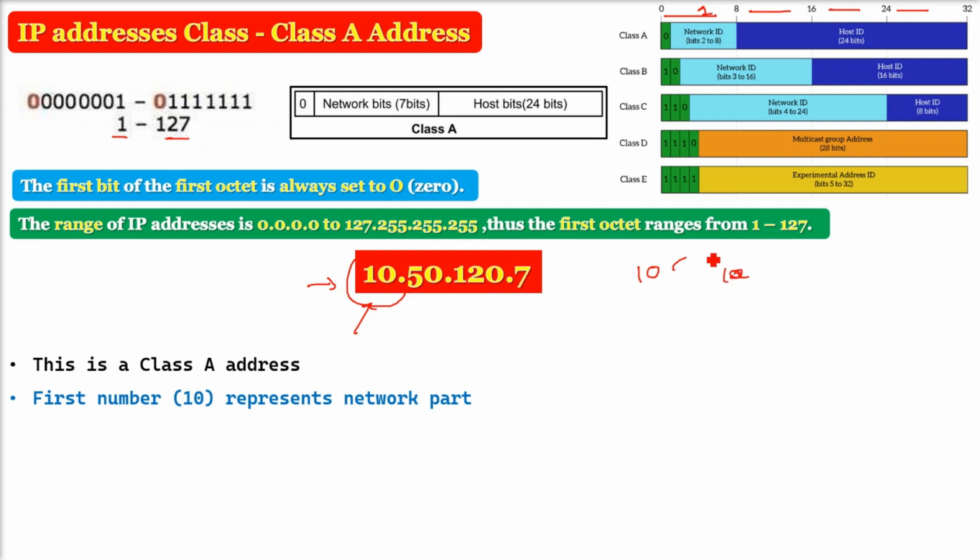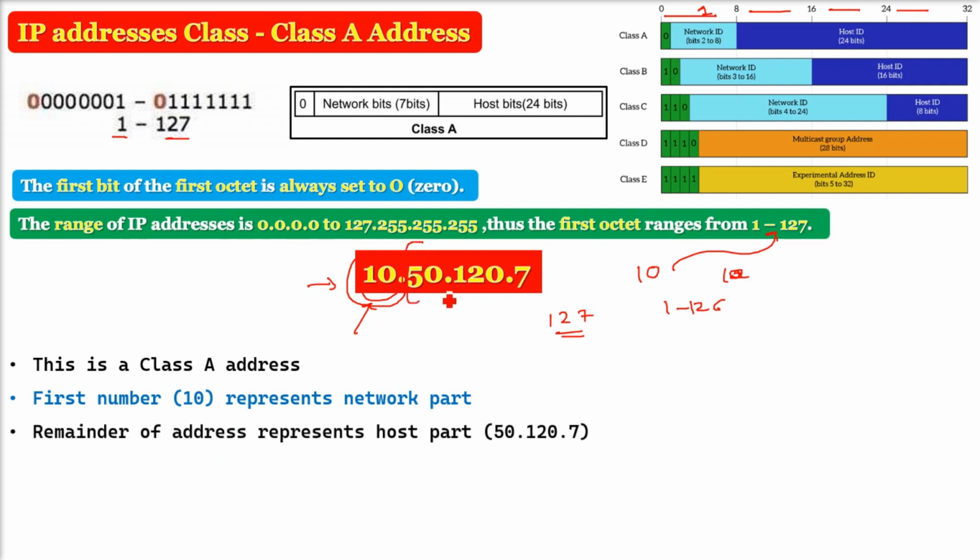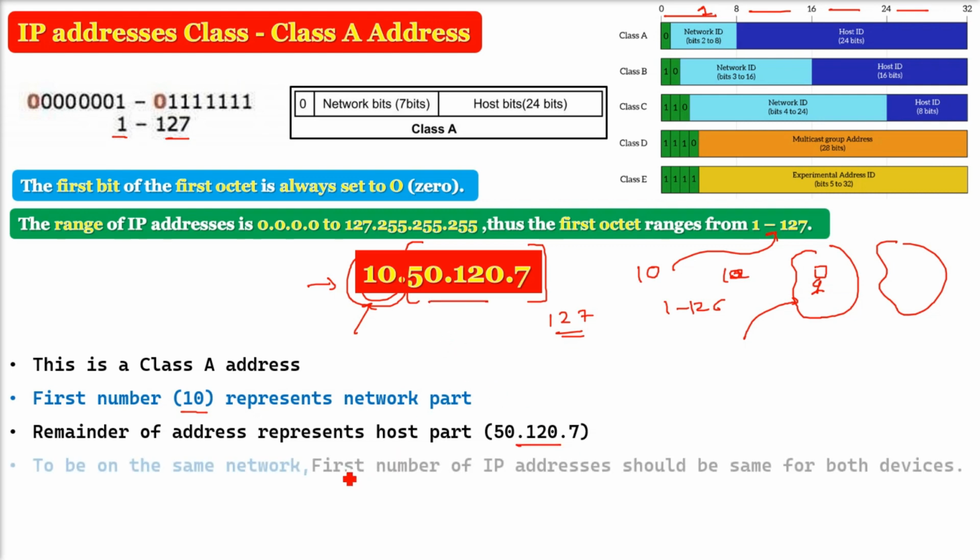So the first octet ranges from 1 to 126, as I said. Just see the first octet. This 10, when you see, it is between 1 to 126, so this is a class A address. 127 we don't assign, as I indicated earlier. The first octet is 10, so it belongs to class A address. The other part, which is 50.120.7, is a host address. So there can be multiple networks, decided by 10, and 50.120.7 is deciding which computer, which tablet, is inside that particular network.